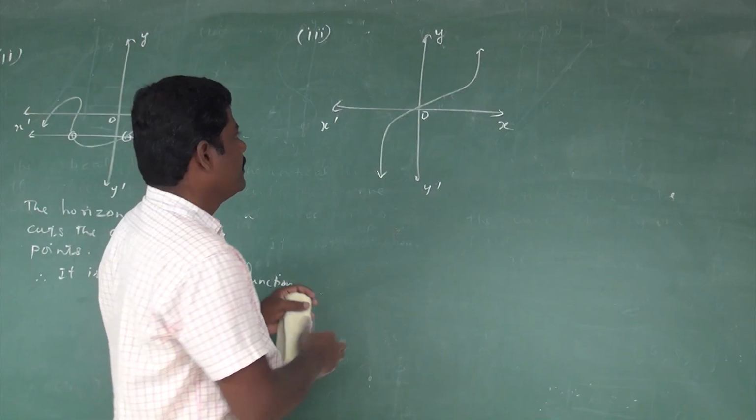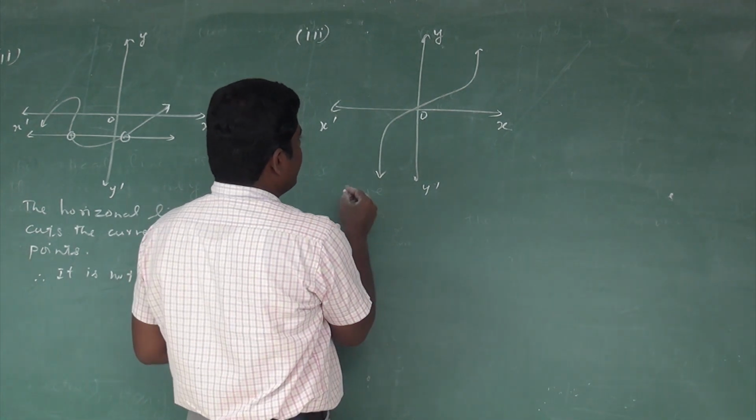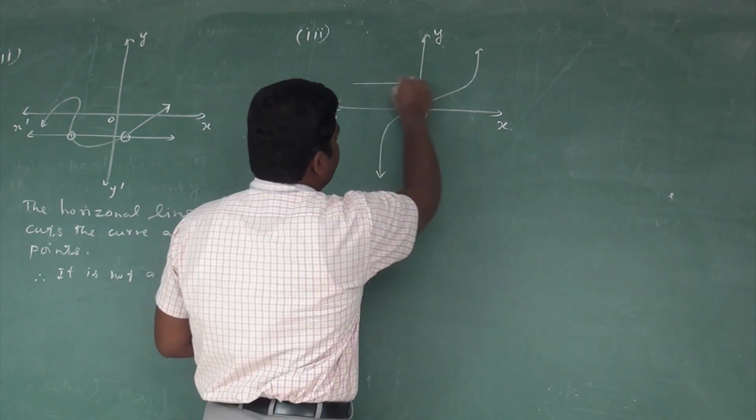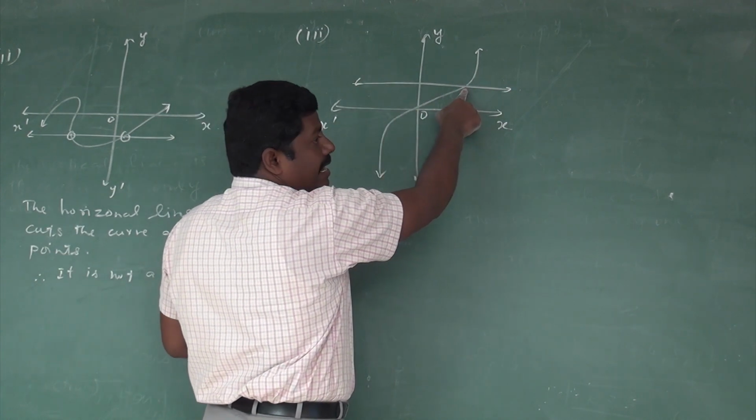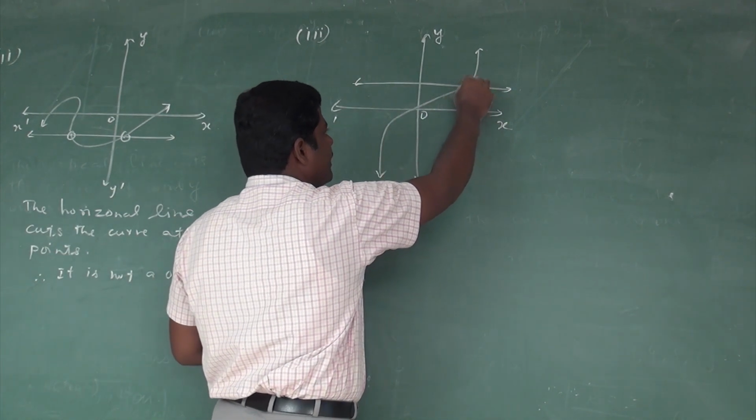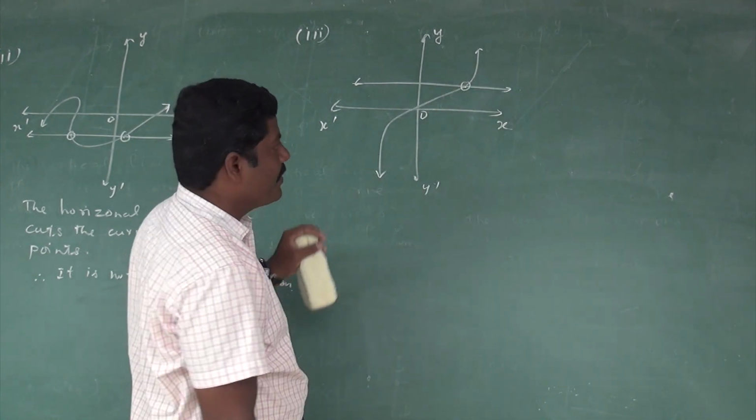Next, the third one. One graph is given. You draw one horizontal line anywhere on the graph. I'm going to draw here. This horizontal line cuts or intersects the curve at only one point. Therefore, it is a 1-to-1 function.